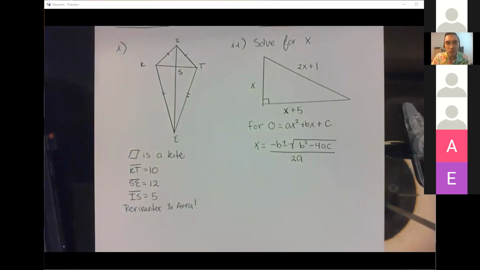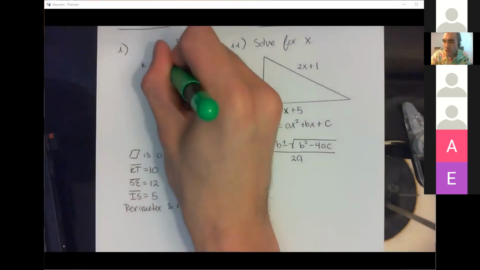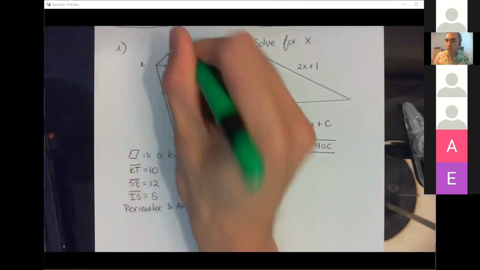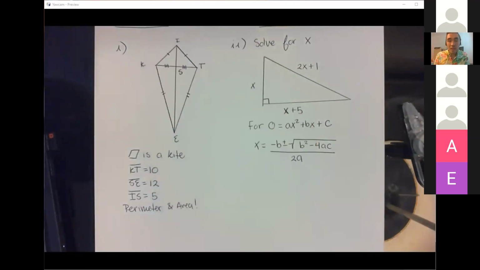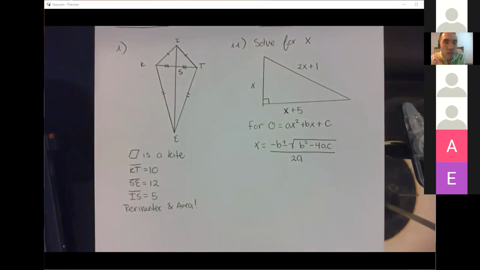What's another property of our geometric kite? The little cross inside, the KS and ST are congruent. Right here where they cross, KS and ST are also congruent. Without that, we couldn't solve this. I didn't give you KS, I gave you KT. So we'll come back to that in a second. And there's one more thing we need in order to start this problem off.